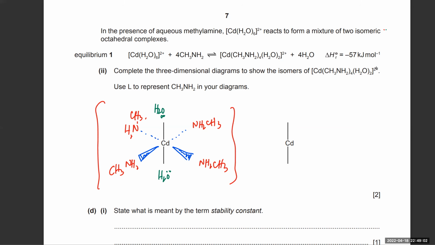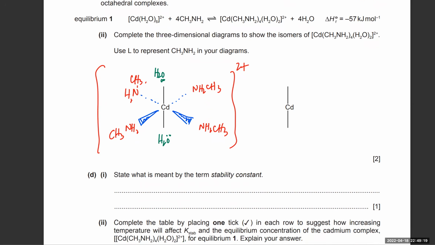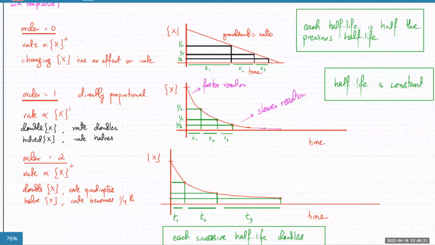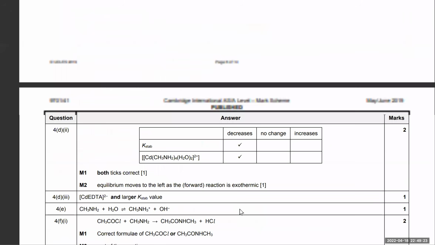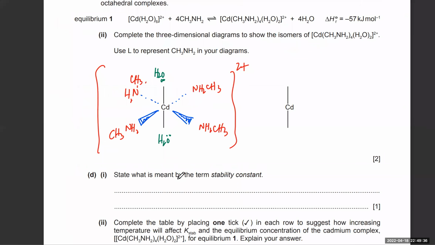So what is the other isomer? You're going to draw the other one. The other one would be that the 2 water molecules are not 180 degrees apart, they are 90 degrees apart. Okay, is that clear? So the water molecules are either 180 degrees apart or they are right next to each other. Those are the 2 isomers. One of them is cis, the other one is trans.